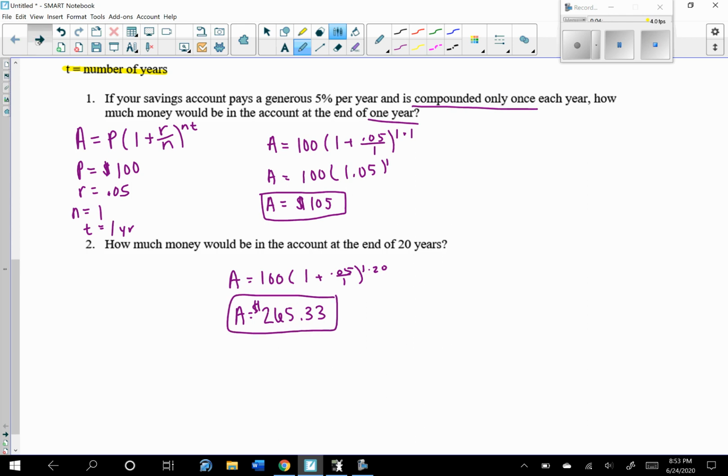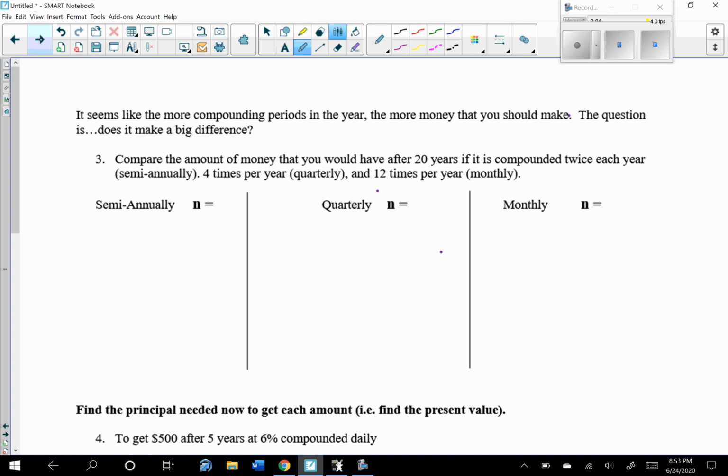Okay, let's go to the next page. It seems like the more compounding periods in the year, the more money that you should make. The question is, does it make a big difference? Compare the amount of money that you would have after 20 years if it is compounded twice each year, semi-annually, 4 times per year, quarterly, and 12 times per year, which is monthly.